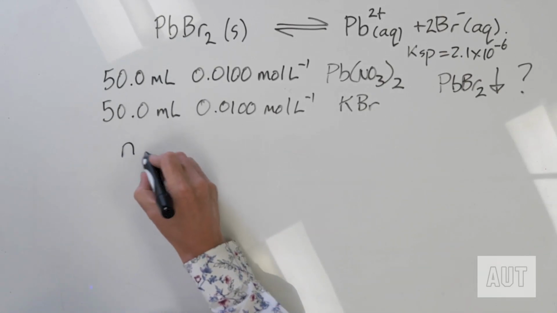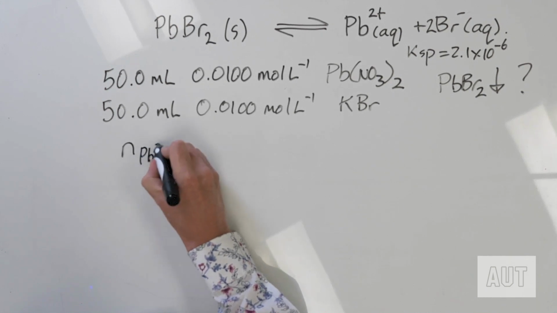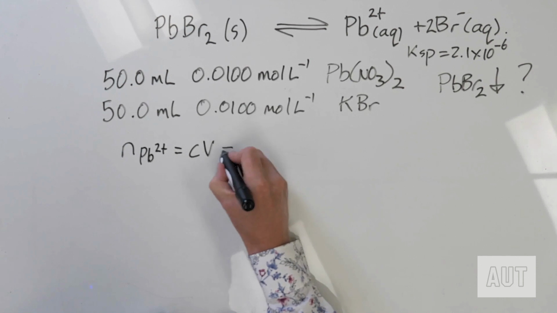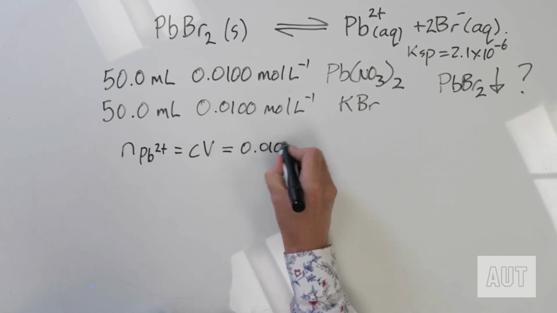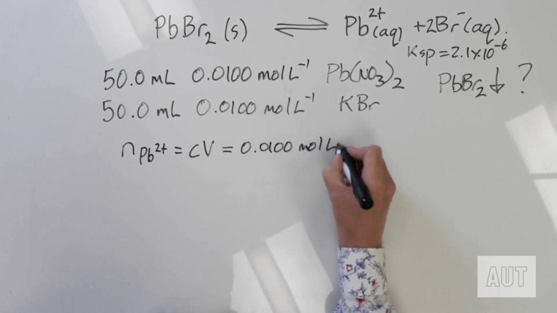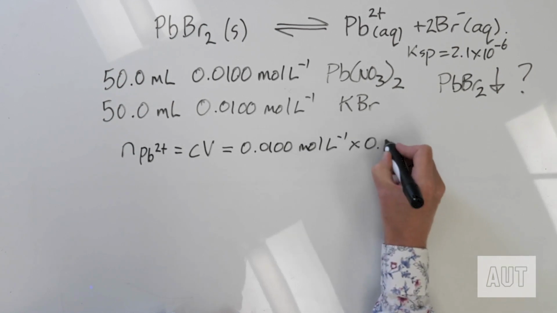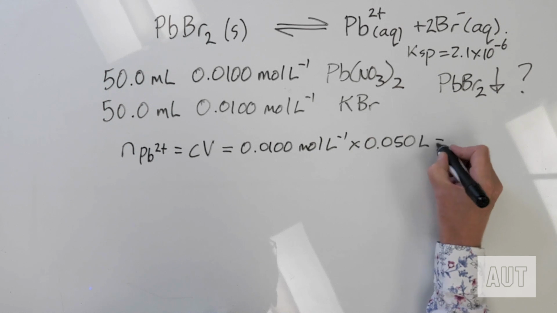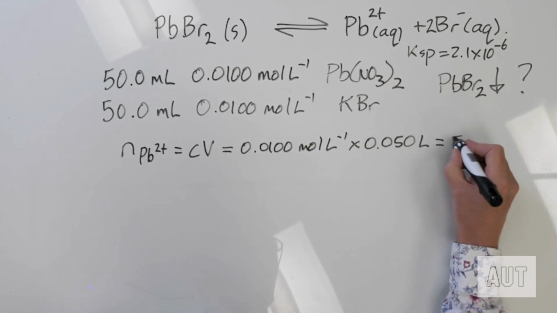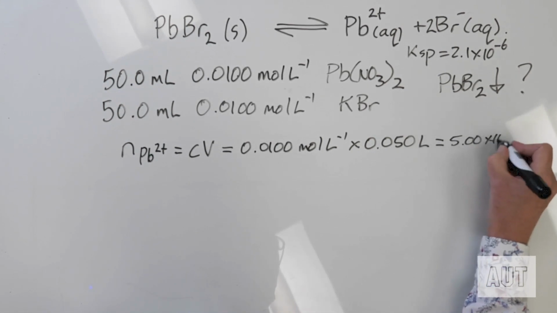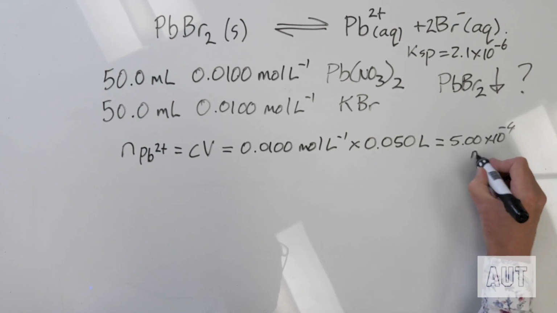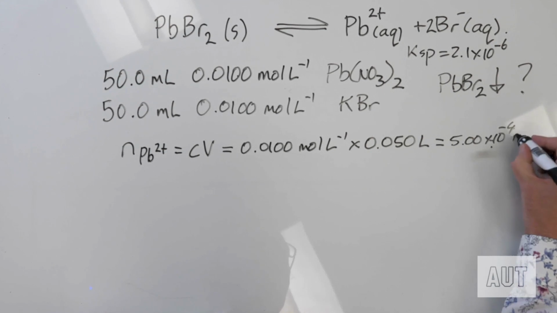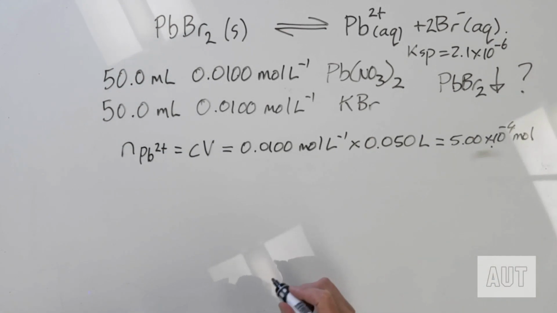The number of moles of lead is going to be concentration times volume, which is 0.01 mole per litre multiplied by 0.050 litres, and that gives you 5.00 times 10 to the minus 4 moles of lead.